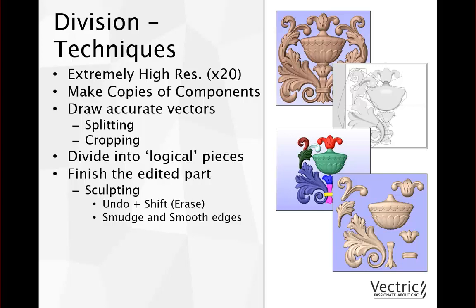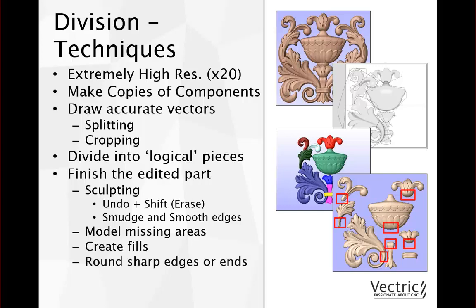So that may use the sculpting tools, where you're going to erase areas by using the undo and the shift key, or smooth and smudge edges in order to clean up ones that have got a very sharp edge where we crop them. Also, we may need to model missing areas, so sometimes we might need to join up parts in order to finish them off or create fills within an area too. Last thing we might want to do is take our sharp edges and round them off again, going back to using the sculpting tools.